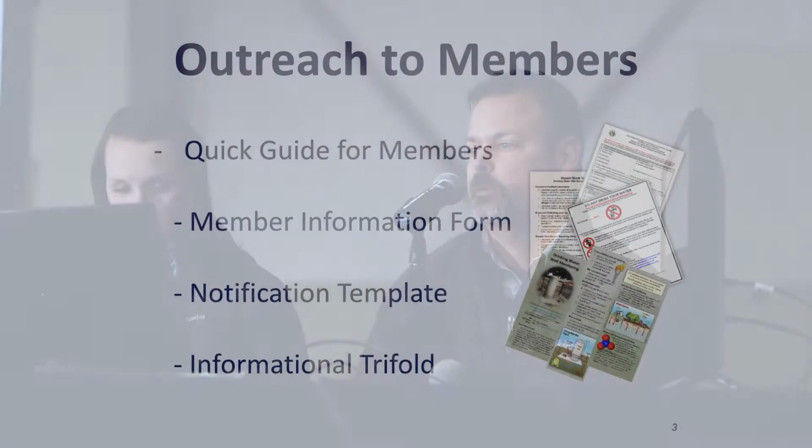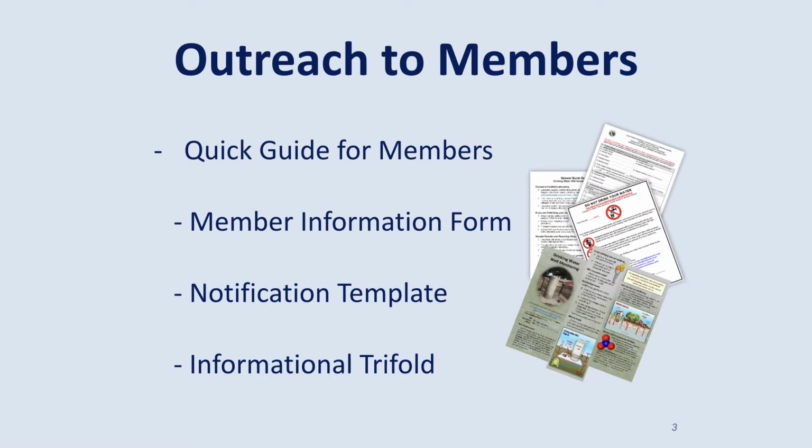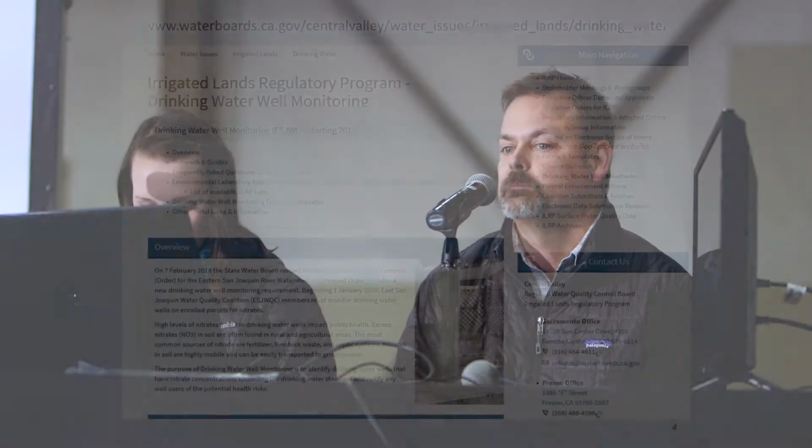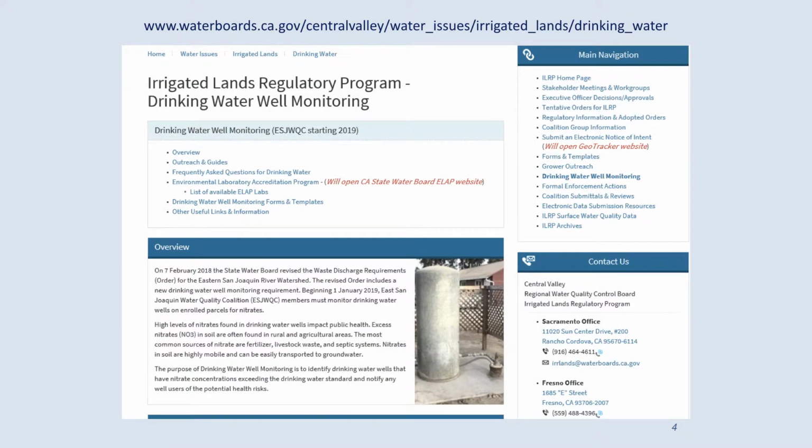So in middle December, we sent out an outreach package to members, included a quick guide for members, member information form, a notification template, an informational trifold. We updated our website to include sampling requirements, available forms, frequently asked questions, and available labs.